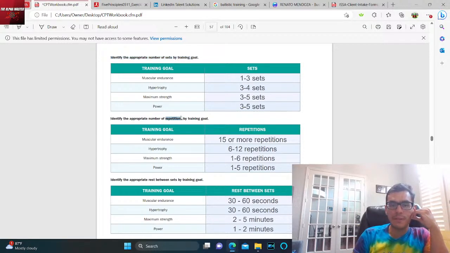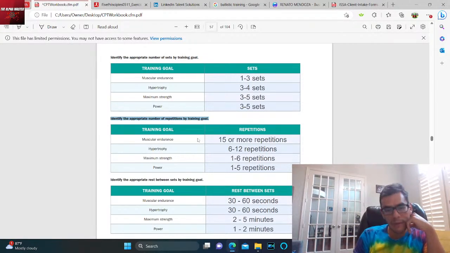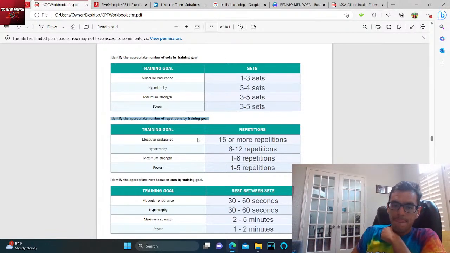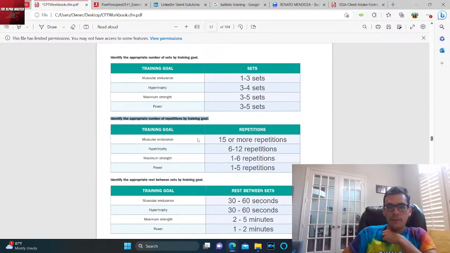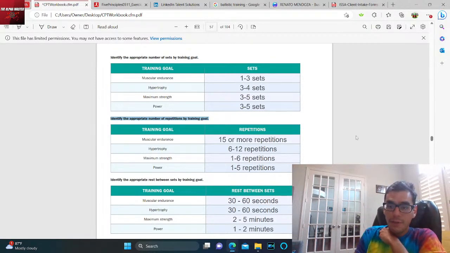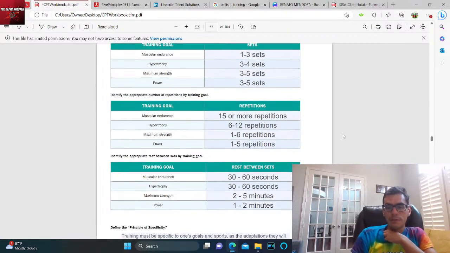Appropriate number of repetitions by training goal. For muscular endurance, you have 15 or more repetitions. For hypertrophy, 6 to 12 repetitions. For maximum strength, you have 1 to 6 repetitions. And power, you have 1 to 5 repetitions. Muscular endurance, 15 or more repetitions. Hypertrophy, 6 to 12. Maximum strength, 1 to 6. And power, 1 to 5 repetitions.